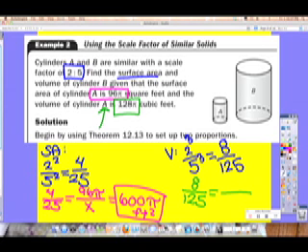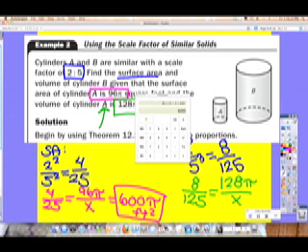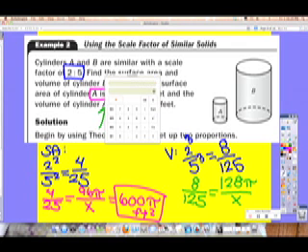Alright, so cross multiply. 128 times 125. What do we do with the 8? Divide by 8. Yep. 1,000. Oh yeah, shoot, I forgot pi. Thank you for saying that. 2,000 pi cubic feet. Okay, you have a whole section of your assignment today that's just this.